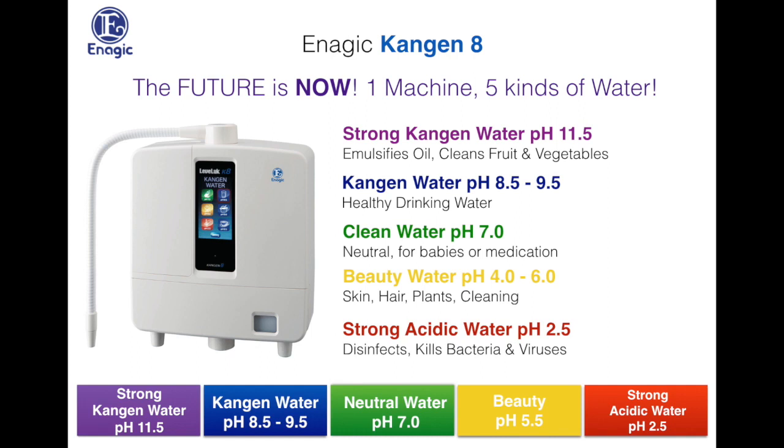Number 4, we have something called beauty water, and this is at a pH between 4.0 and 6.0, and this comes out your bottom hose, and this is ideal for people who are using this for cleaning, for their plants, and it's simply a toner because it's the same pH as your skin. Now finally, we have something called strong acidic water, which again comes out your bottom hose, and this is a pH of 2.5, and this is useful for killing bacteria. Okay, so on contact after 30 seconds, this will wipe out 99% of bacteria, including E. coli, Salmonella, MRSA, etc.